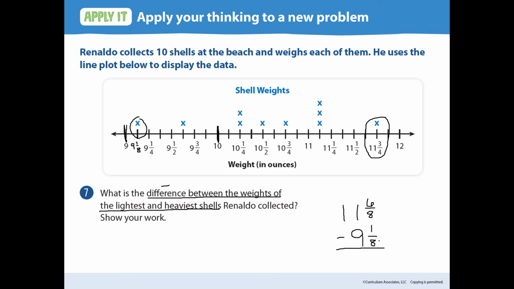Now I can subtract. 6/8 minus 1/8 is 5/8. And 11 minus 9 is 2. So the difference is 2 5/8 ounces.